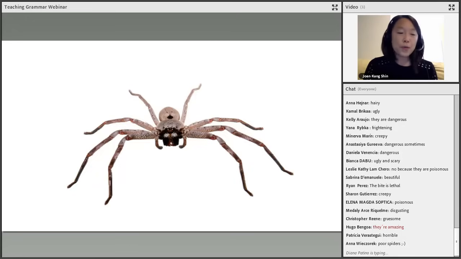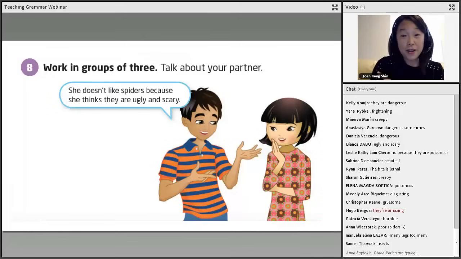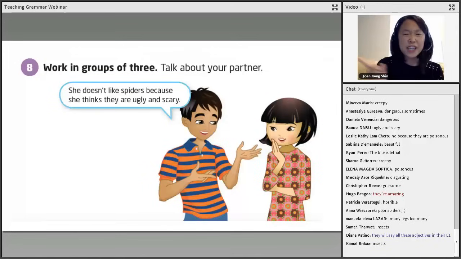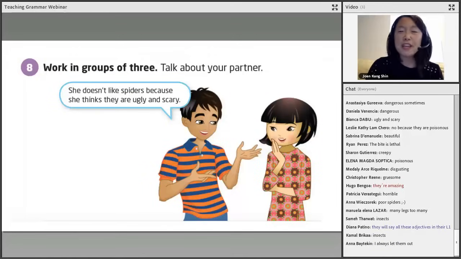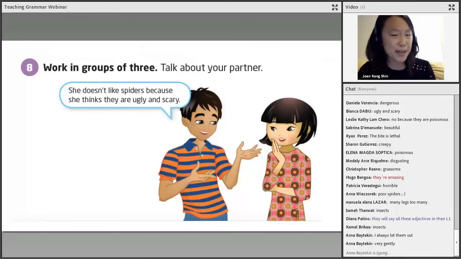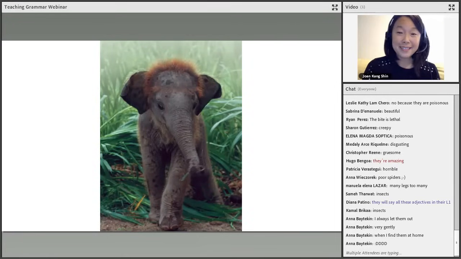Okay, so you can practice with a partner and then remember social learning. Then in a group of three, you can tell each other how your partner felt. So in this case, she doesn't like spiders because she thinks they are hairy and creepy. Okay, so next, why don't we practice again? Do you like baby elephants?